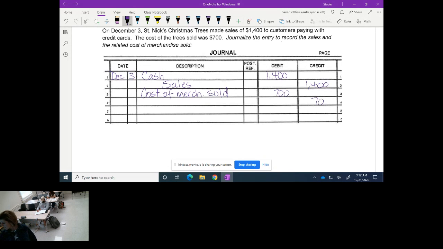Everything's changing so fast. All right, and again, you'll just debit cost of merchandise sold and credit merchandise inventory. Y'all know my abbreviations, don't you? They just get really long.